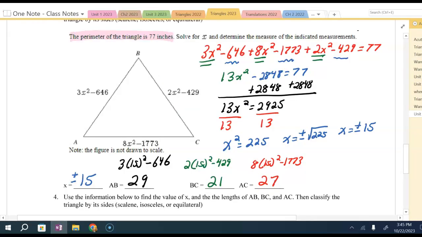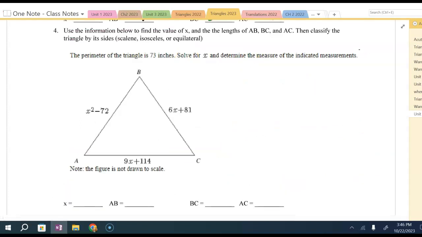To check it, I'm going to add 29 plus 21 plus 27. When I do that, I do get the perimeter of 77 inches. Since none of these sides are equal, this is a scalene triangle. So let's take a look at problem number 4.